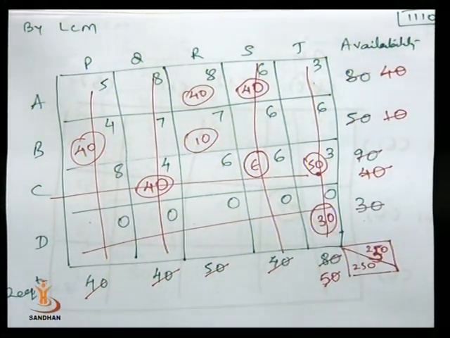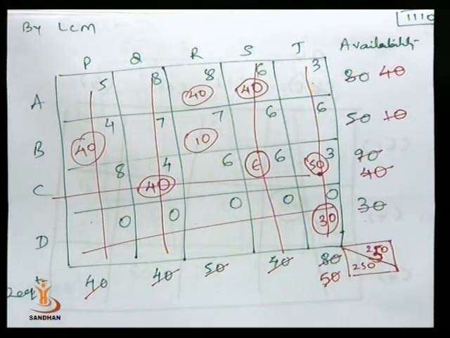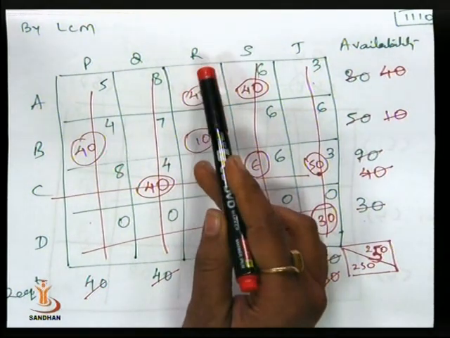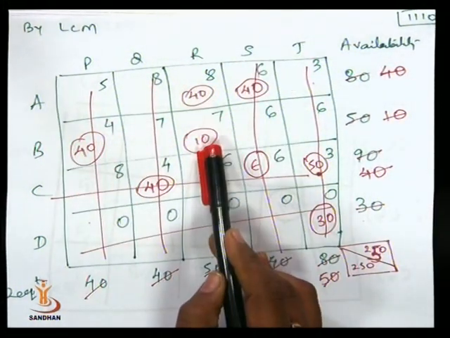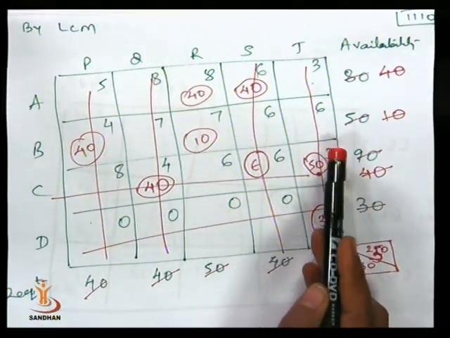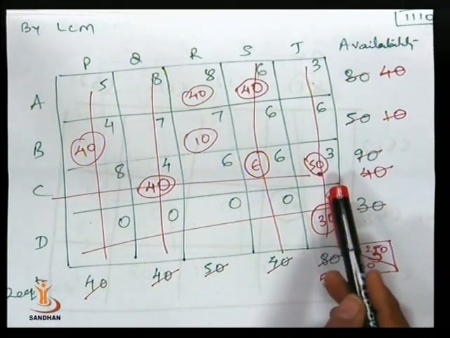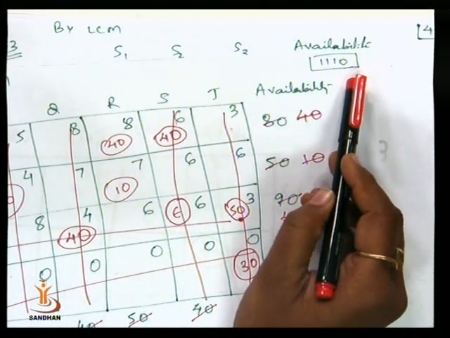And the solution of this problem by the least cost method, the matrix minima method, is 8 into 40 plus 6 into 40 plus 4 into 40 plus 7 into 10 plus 4 into 40 plus 6 into 0 plus 3 into 50 plus 0 into 30, which is 1131110. This is the solution by the matrix minima method.